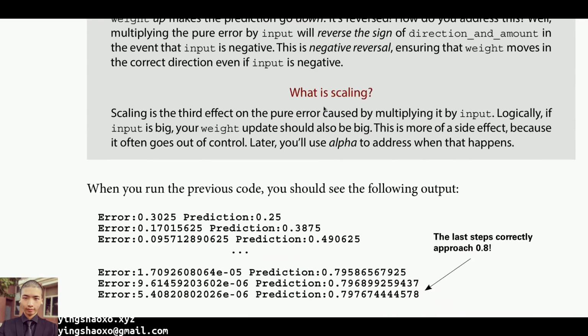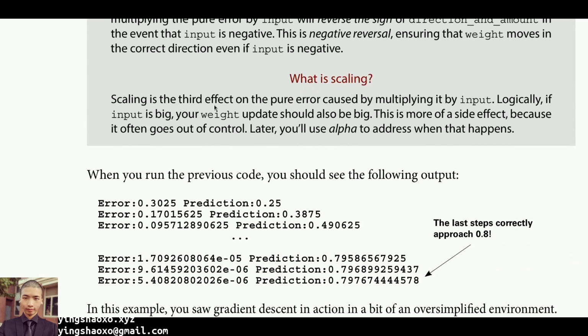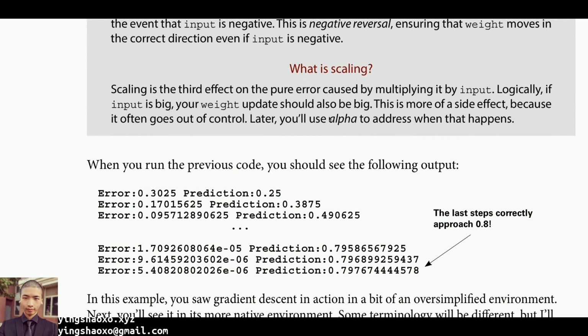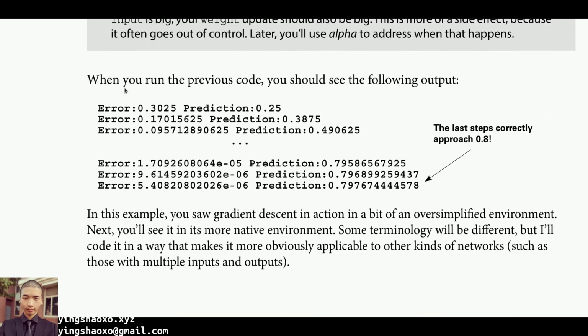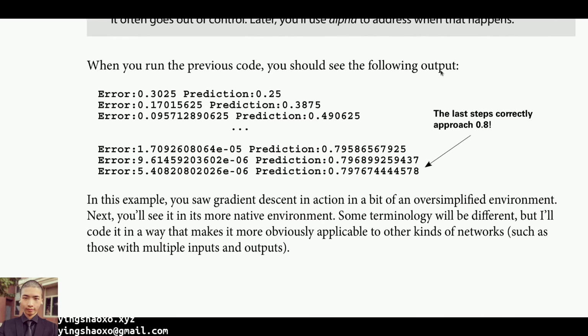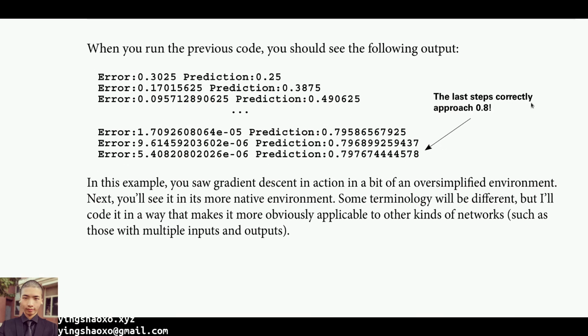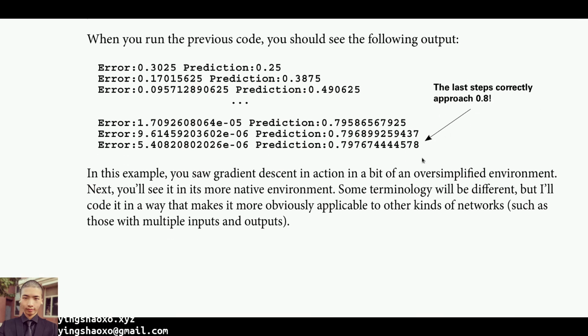What is scaling? Scaling is the third effect on the pure error caused by multiplying it by input. Logically, if the input is big, your weight update should also be big. This is more of a bad effect because it often goes out of control. Later, you'll use alpha to address when that happens. When you run the previous code, you should see the following output. The last steps correctly approach 0.8.